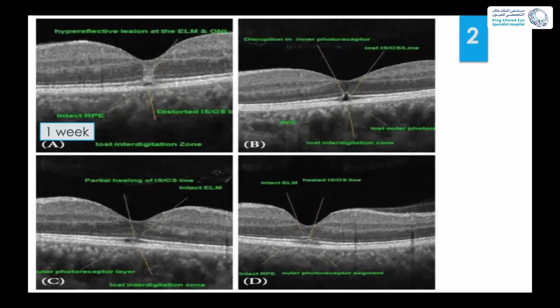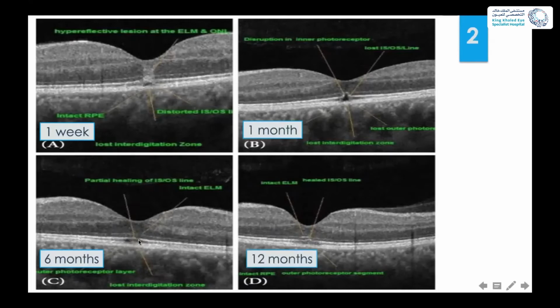And you can see in the left upper photo, after 1 week, there is a hyperreflective vertical line with focal ellipsoid loss. And after 1 month, you can see the focal ellipsoid loss is more clear. And after 6 months, there is partial healing of the ellipsoid zone. And after 1 year, the ellipsoid zone is almost healed, but still there is a discontinuation.